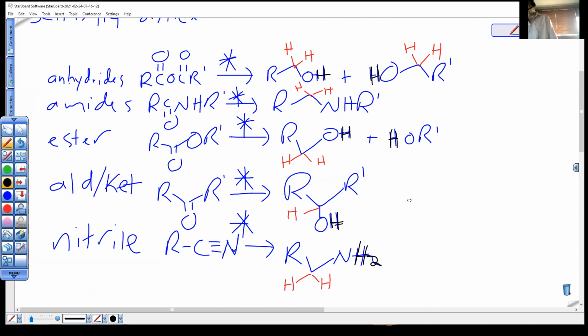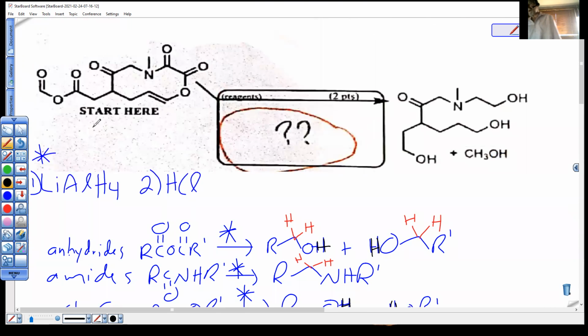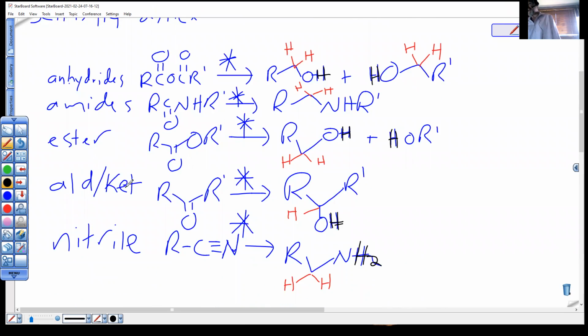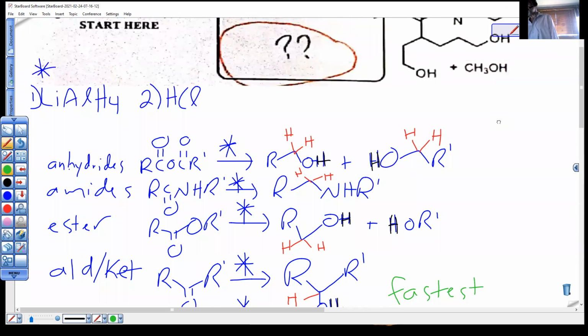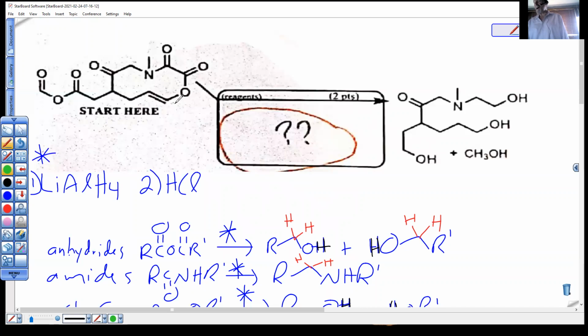So let's look back at our question here. If we have anhydride, ketone, amide, ester, and we want to reduce everything except for the one that's most easily reduced on this list, the aldehyde ketone combination is fastest. All the other ones are a little slower. Clearly, how do you avoid the fastest from reacting? Well, you got to protect it first.